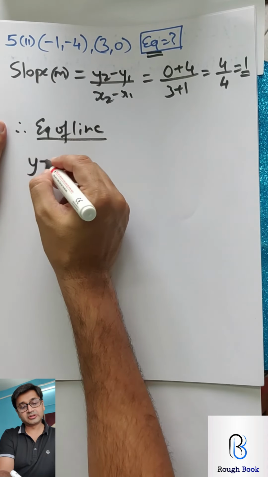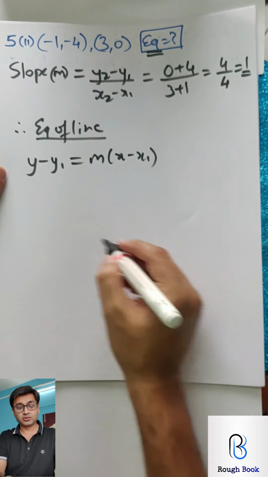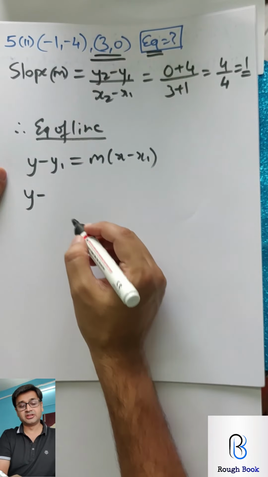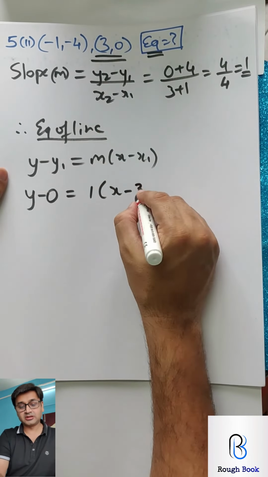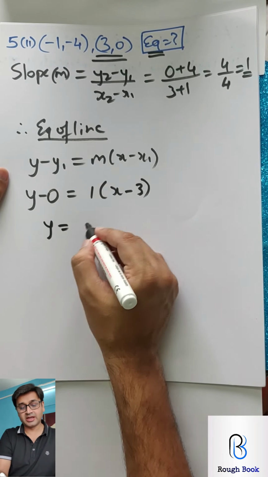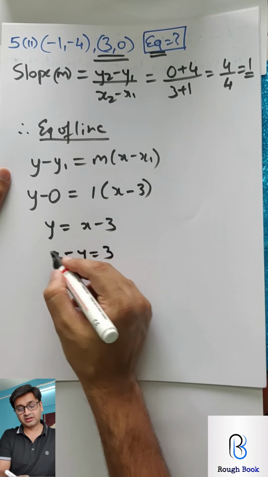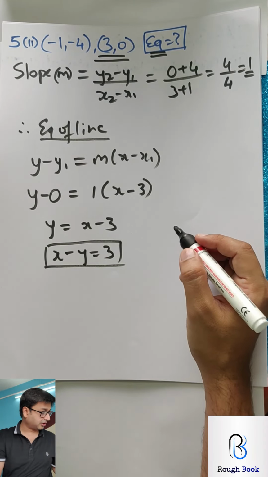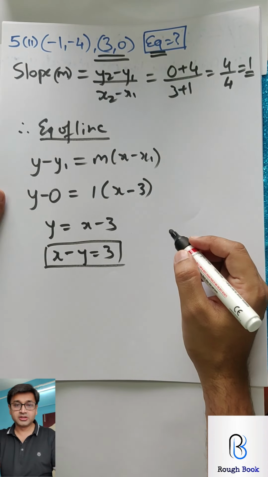Once I got the slope, therefore equation of line. Now use point-slope form. So y - y1 = m(x - x1). Take any one point. I am considering this point. So 0, slope is 1 and x - x1 is 3. So y - 0 is y and x - 3. So x, y going on the other side, 3 coming on this side. We got the equation. I am just checking so that I don't teach you wrong. It's correct. Got it, guys? How many got this on their own?